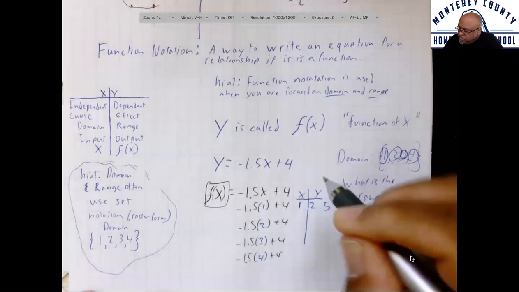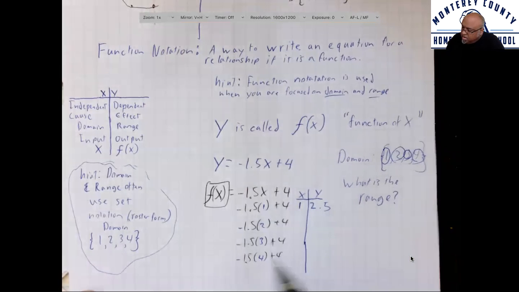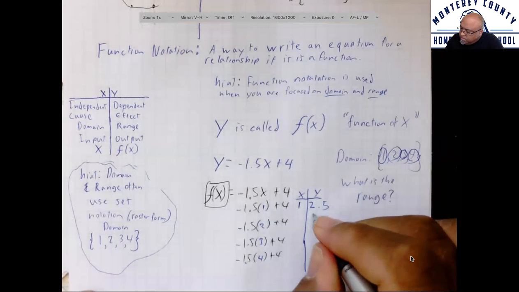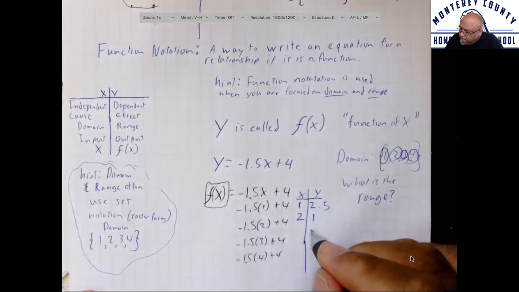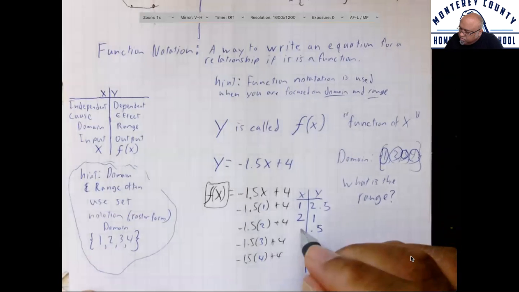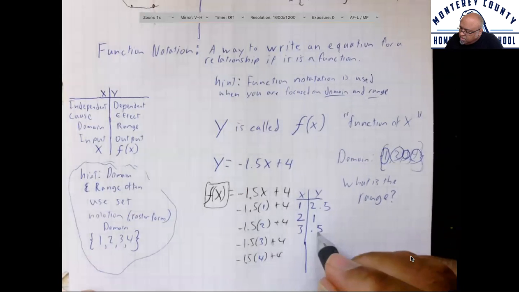So now the domain is my x value, range is my y value. So if x is 1, then y is 2.5. 2 times negative 1.5 would be negative 3. Negative 3 plus 4 is 1. 3 times negative 1.5 would be negative 4.5. Okay. Negative 4.5 plus 4 would be 0.5. So if that's 3, then that would be, I'll just write it like this, 0.5, just so it's clear.